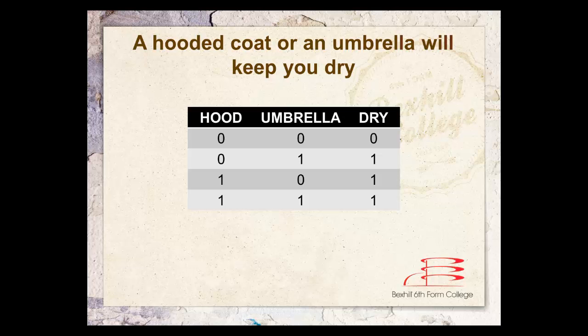So if we have a look at that truth table, we can see that, for example, if we don't have a hood and we don't get an umbrella, then we will not remain dry outside in the rain. But if we have an umbrella, we will. If we have a hood, we will. And if we go really over the top and have a hood and an umbrella, then we're going to be dry. No more dry than we were before, but we will be dry.